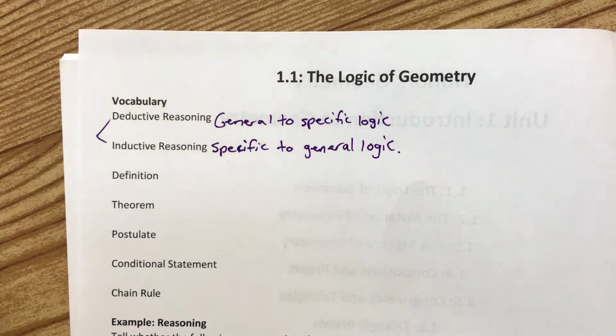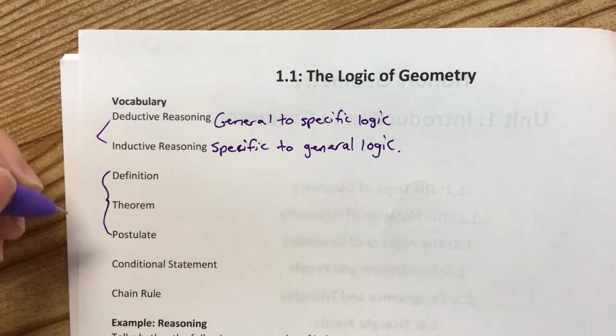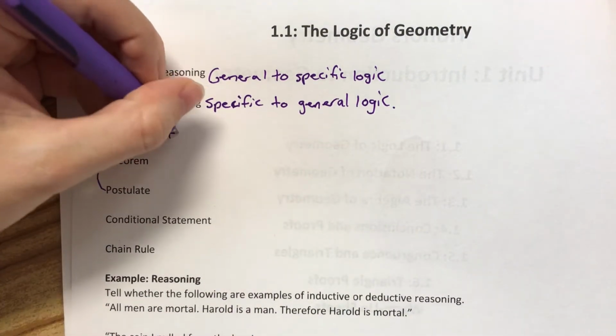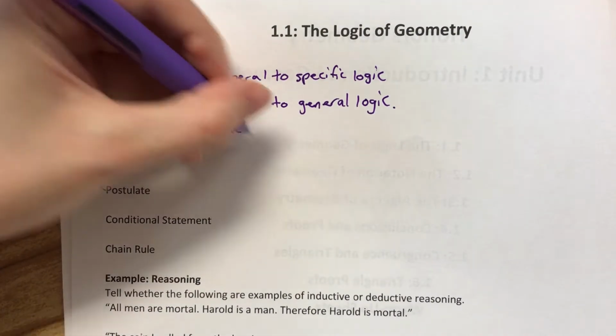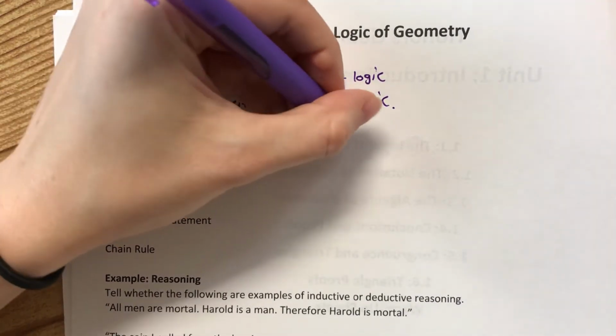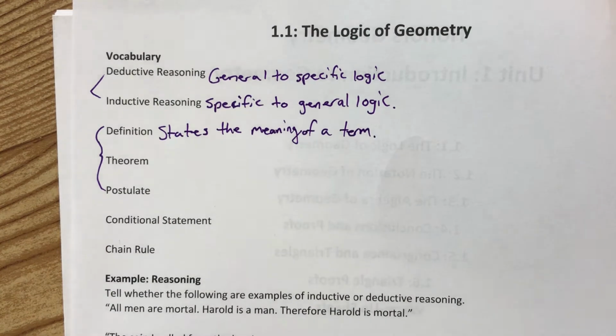The next 3 pieces go together. A definition, a theorem, and a postulate are all statements that you can use to show a logical argument. So you can use a definition to say, I'm going to get from this piece of information that I know to this piece of information that must be true because of this definition, or because of this theorem, or because of this postulate. So a definition states the meaning of a term. We all know what a definition is.